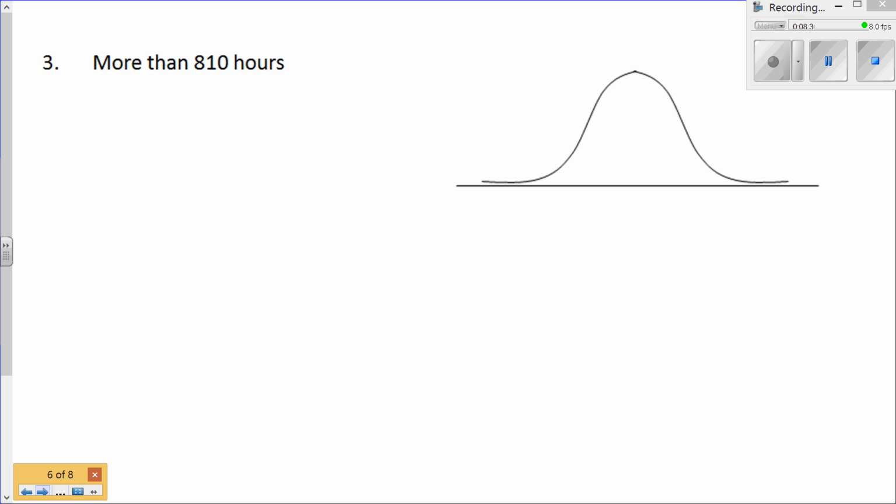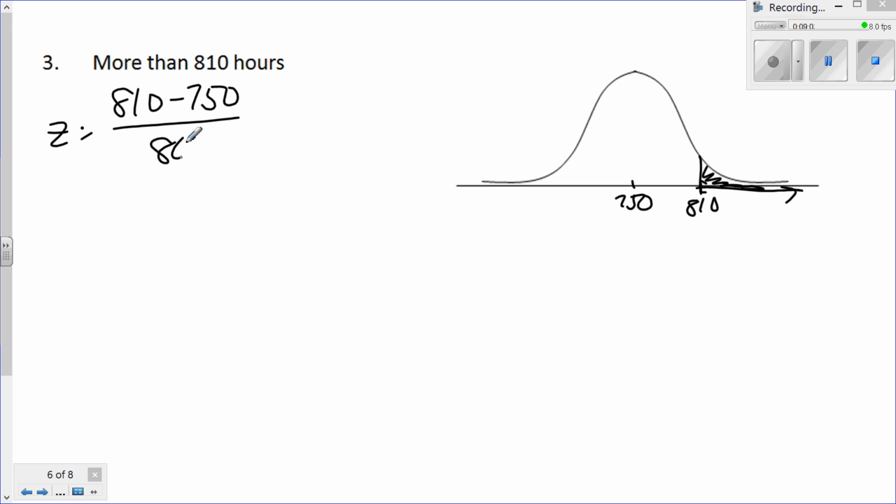Okay, probability a light bulb is going to last more than 810 hours. 750 is average. 810 would be over here. More than 810 would be the area out in the tail of the bell curve here. So when I find the z-score for 810, the value I'm interested in, subtract the mean, divided by the standard deviation. 60 over 80, so that would be 3/4, 0.75.